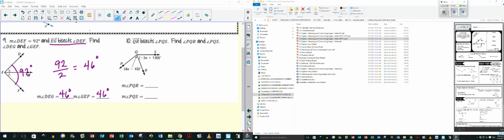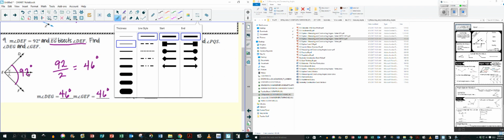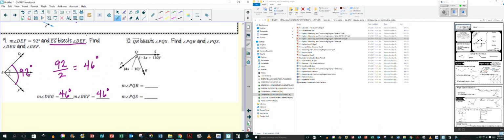All right, so if I have a ray that's bisecting an angle, then I know it's going to be two congruent pieces. So if QR is bisecting the angle, then this angle is equal to this angle. Make sure you're putting your congruent marks on your picture so your eyes can see what's going on. Well, since these two angles are equal, angle PQR is equal to angle SQR. So that means 4x minus 10 is equal to negative 3x plus 130.